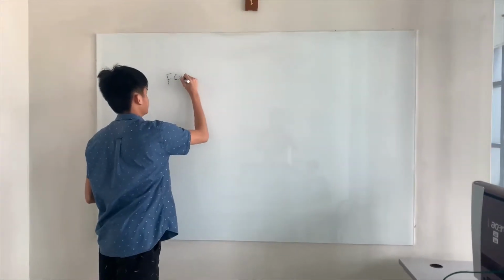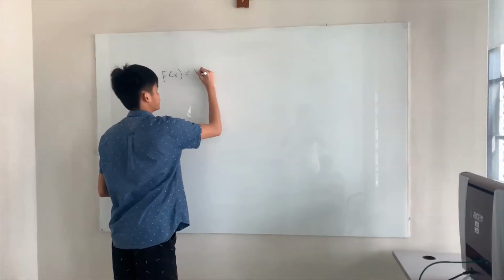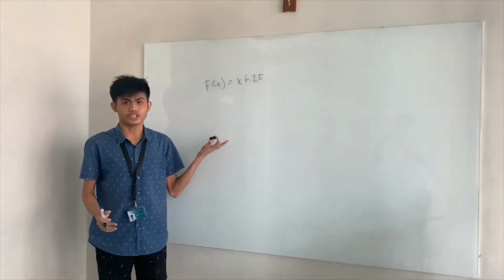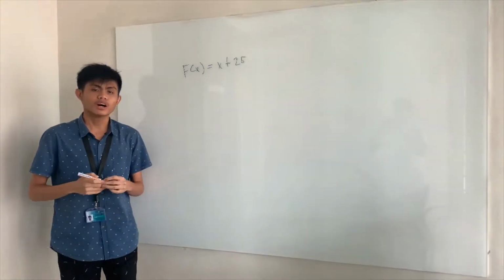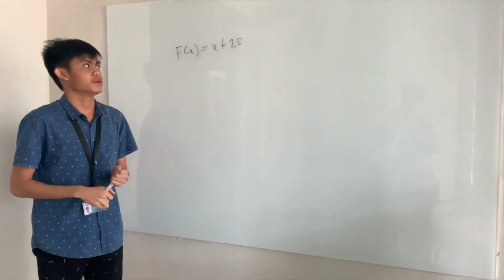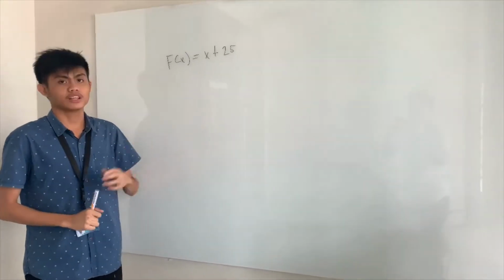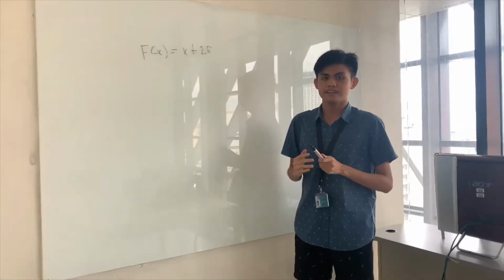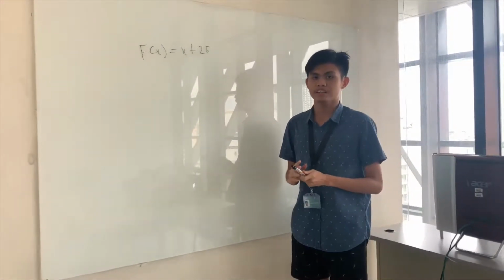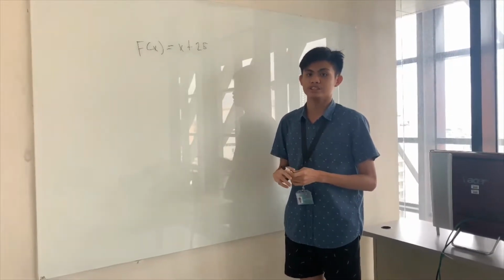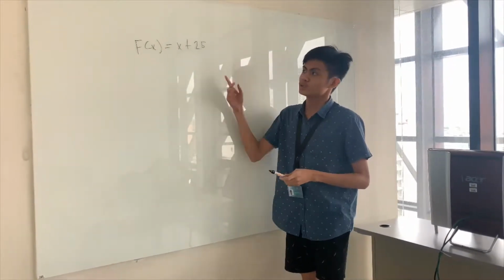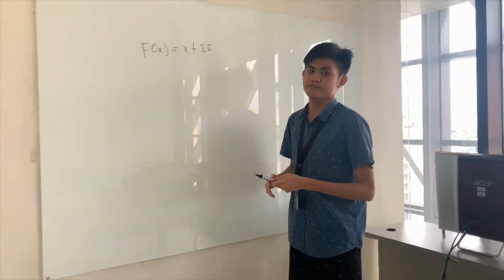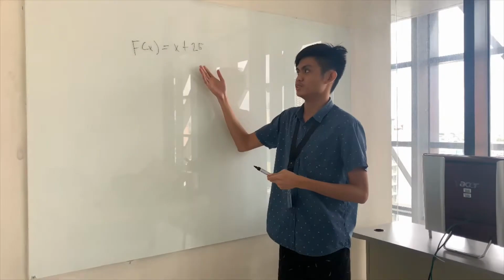f of x equals x plus 25. So why is it considered a polynomial? One, it is a linear function, meaning its highest exponent is 1. With this function, we will be tackling the height of a certain building in comparison to other buildings.